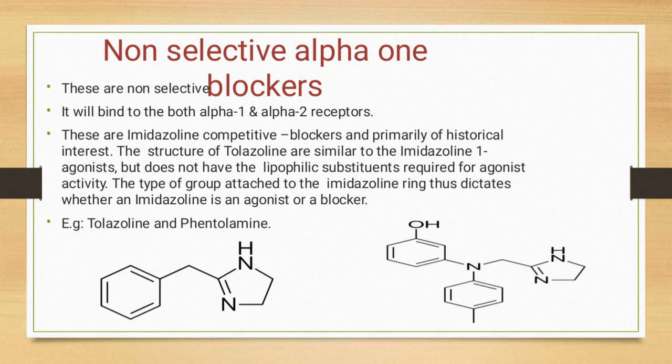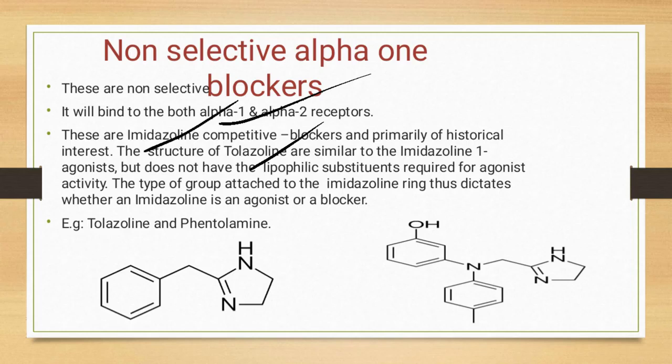The non-selective alpha blockers can bind to the alpha 1 as well as the alpha 2 receptor. They consist of an imidazole ring. That's why they are generally competitive blockers. The structure of this you can find out. Tolazoline is similar to the imidazoline agonists, but it doesn't have the lipophilic structure which is required for agonist activity. Hence, this imidazole, instead of being an agonist, becomes the antagonist.